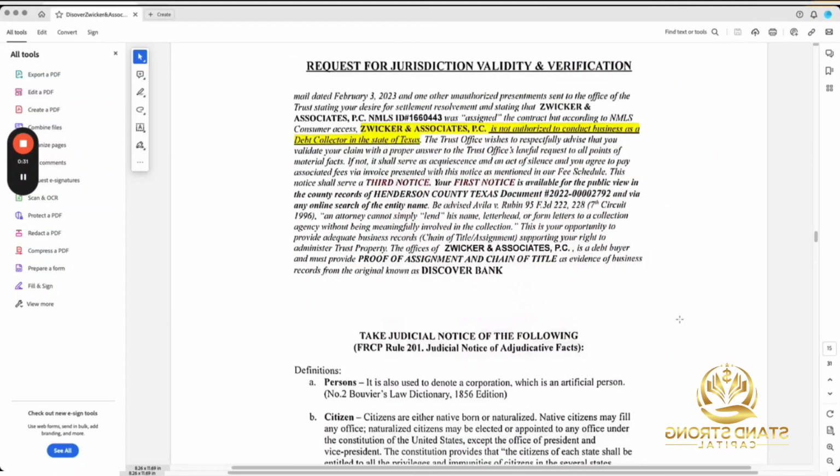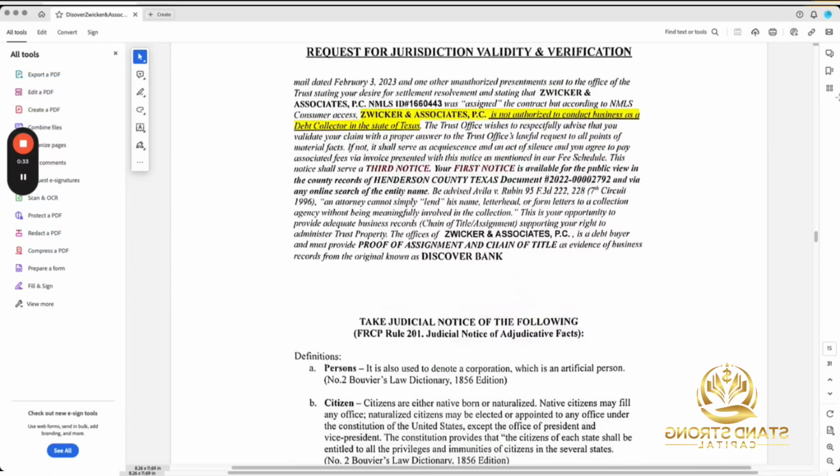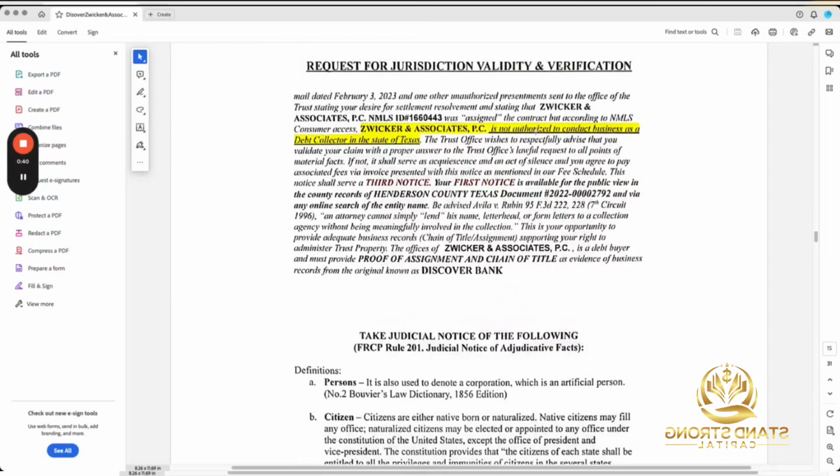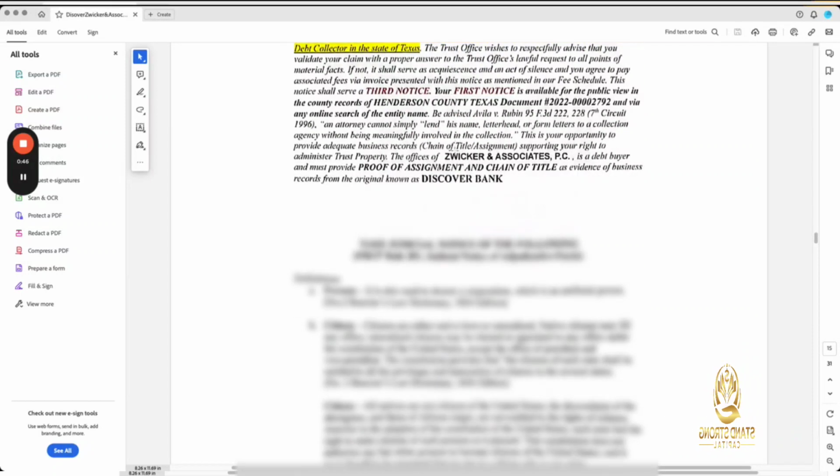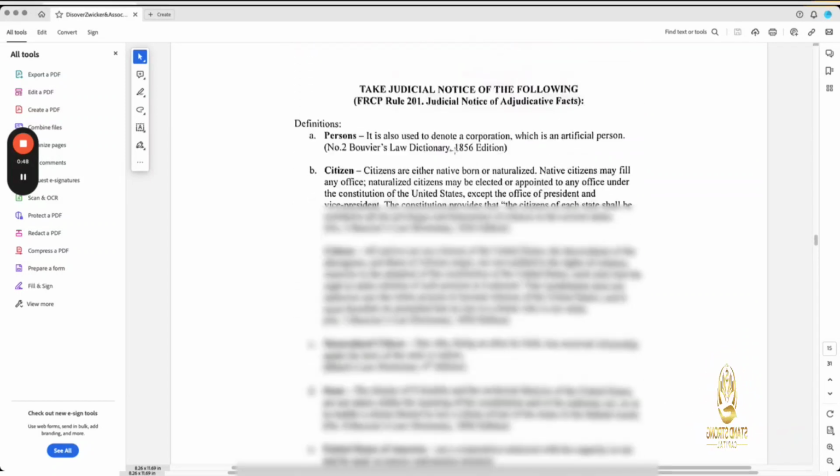Okay, now notice some of the things we're saying, like right here, you know, they're not authorized to conduct business in the state of Texas, especially in debt collection. That's the first part we're really addressing right here. Okay, now I'm not going to get into all of this documentation. I'm just going to scan over it to show you.